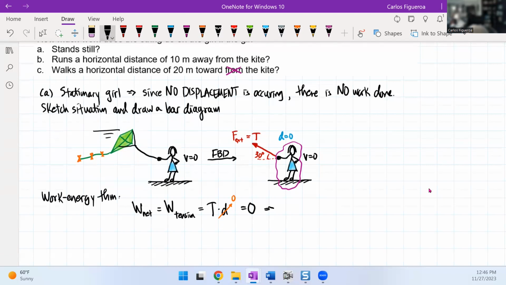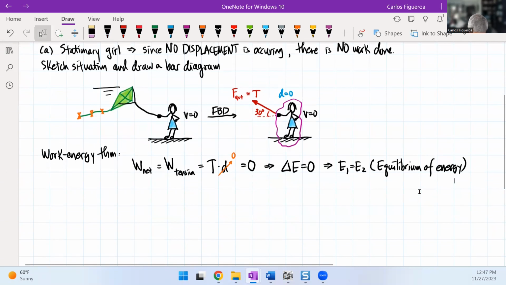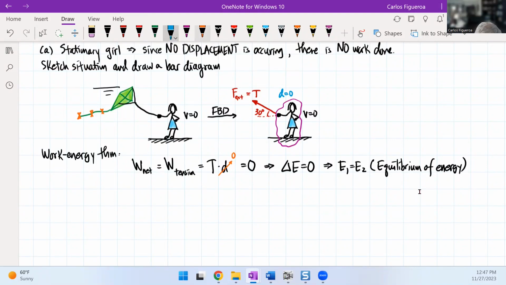And that tells us that the change in energy of the system is also 0, which tells me then that E1 is equal to E2. In other words, we have an equilibrium of energy. So according to our bar diagram, how do I want to draw my bar diagram? I'm going to say, okay, I have this amount of energy to begin with. This is how much energy I have.